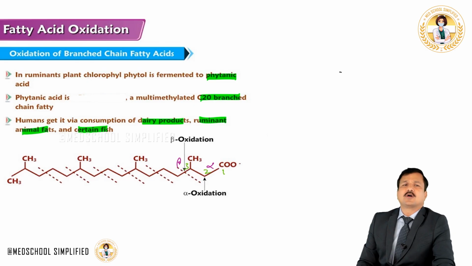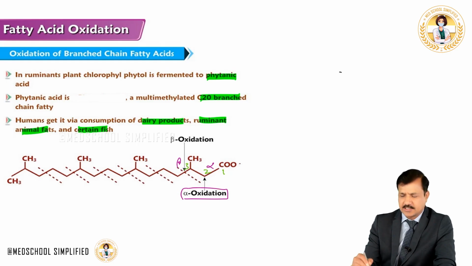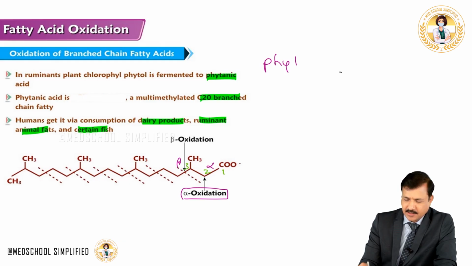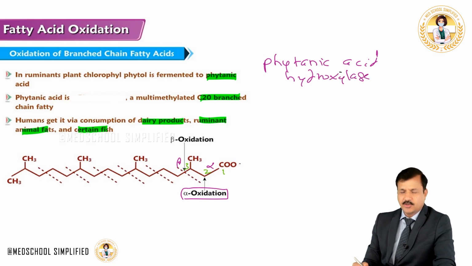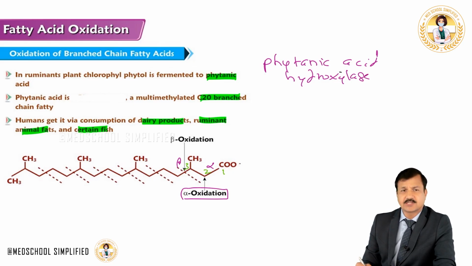So how to oxidize this type of fatty acid when beta oxidation is not possible? The answer is the alpha oxidation process. Alpha oxidation goes on in the peroxisomes, because peroxisomes express an enzyme called phytanic acid hydroxylase. As the name says, it introduces a hydroxyl group at the alpha carbon of phytanic acid, that is the second carbon.